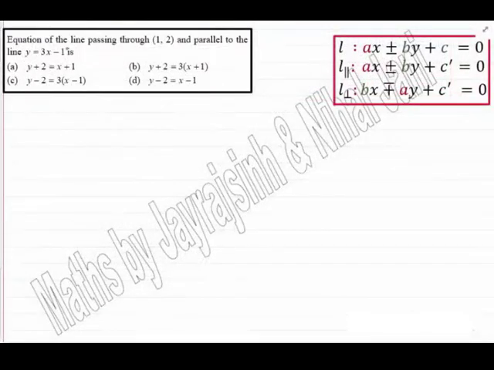Let's quickly move to the next question. Equation of a line passing through 1, 2 and parallel to the line y is equal to 3x minus 1. Let's call it L.